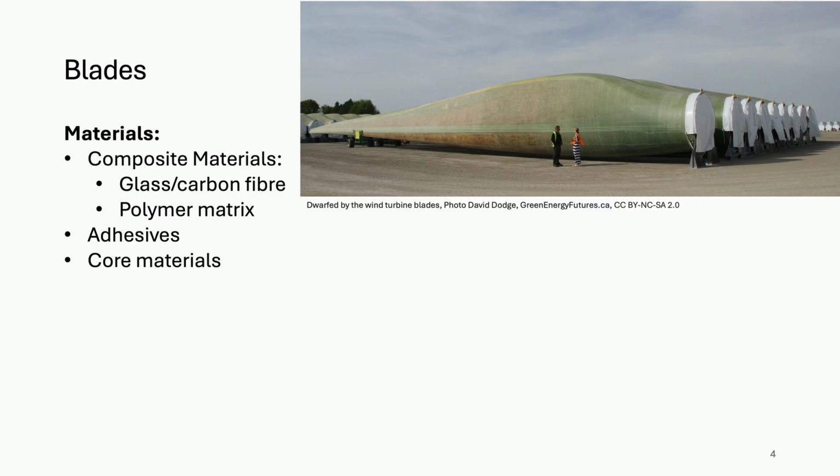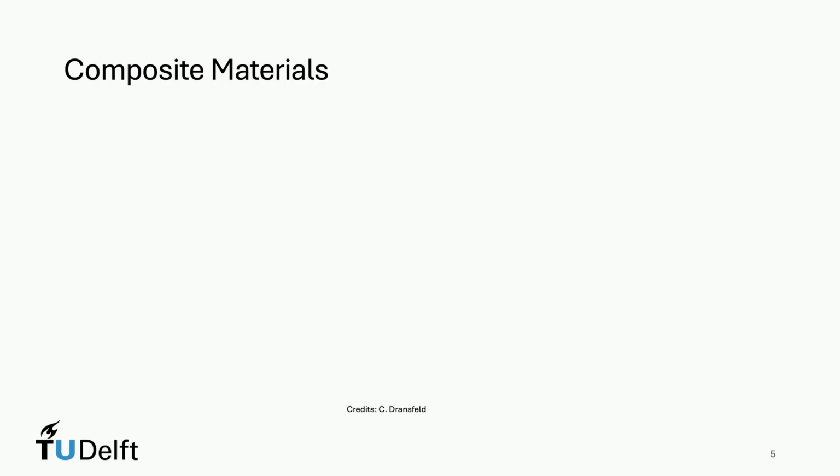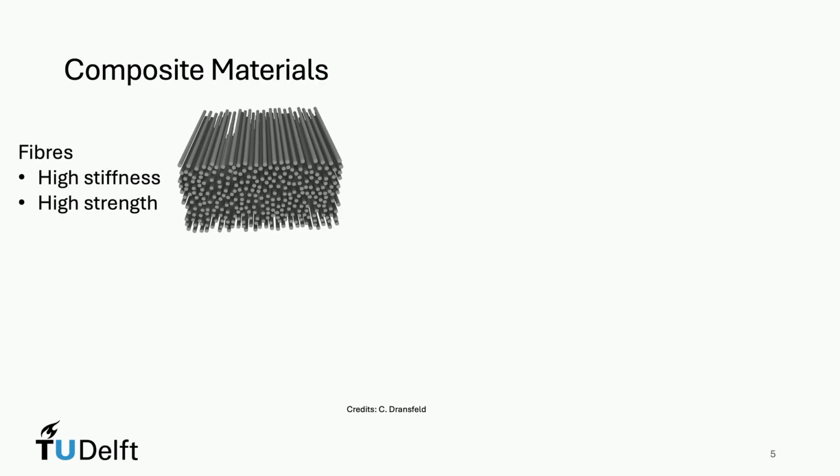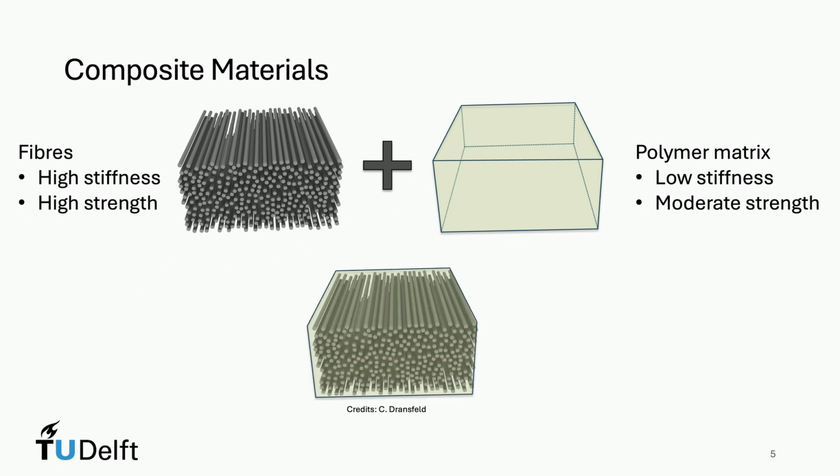Traditionally, the structural materials used in a blade include fiber-reinforced composites, an adhesive, and core materials. We then use a coating on the blades to protect the composites from, for instance, rain and UV radiation. Composites are materials that consist of fibers, for strength and stiffness, and a polymer matrix, typically epoxy, for load transfer between the fibers. The composite material has a high strength to weight ratio, can withstand a lot of fatigue loads, and has good durability in harsh weather conditions.